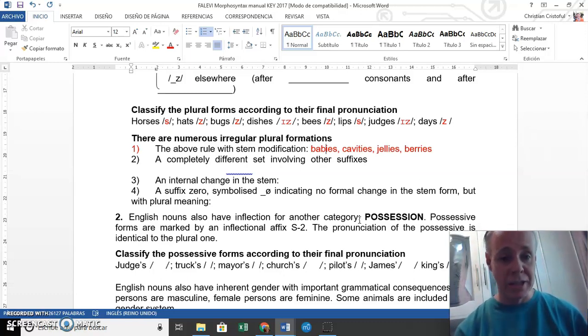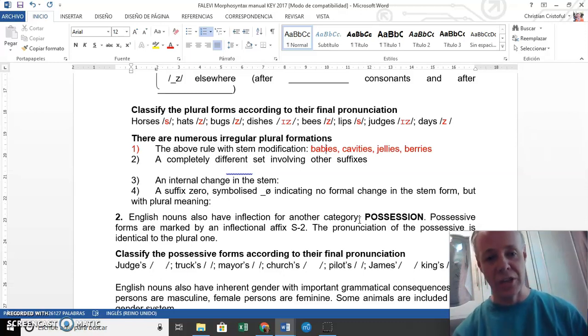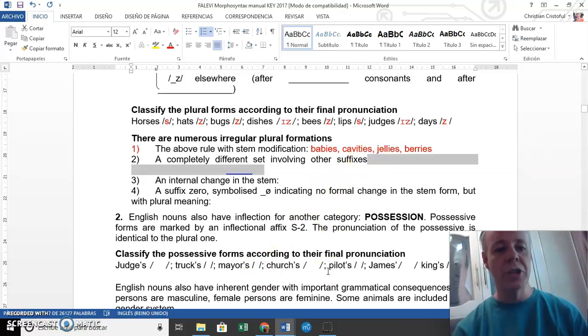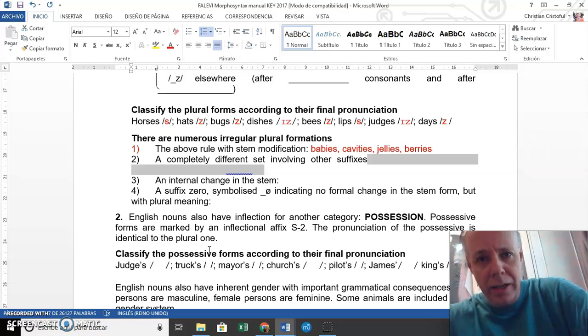Cavity, jelly, and berry. The four examples show a modification in the stem of the singular form of the word. When you pass it to the plural, the stem suffers a modification. So this is one irregular plural formation. There are others which have a completely different set involving other suffixes. So there are other suffixes apart from S which mean plural in English.